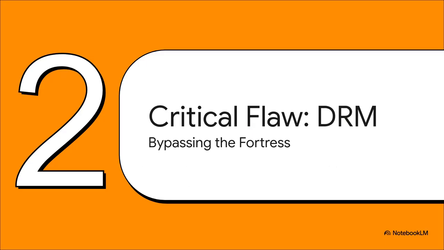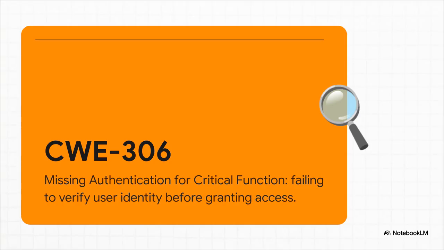Moving right along to Section 2, critical flaw, the DRM bypass. So digital rights management, or DRM, is supposed to be the ultimate fortress for media content. Even if an attacker steals the encrypted video files, DRM ensures those files are useless static without the proper decryption keys. But this brings us to Common Weakness Enumeration 306, missing authentication for a critical function. It's literally like a nightclub bouncer asking what you want to drink, but completely forgetting to check your ID or see if you're even on the guest list.